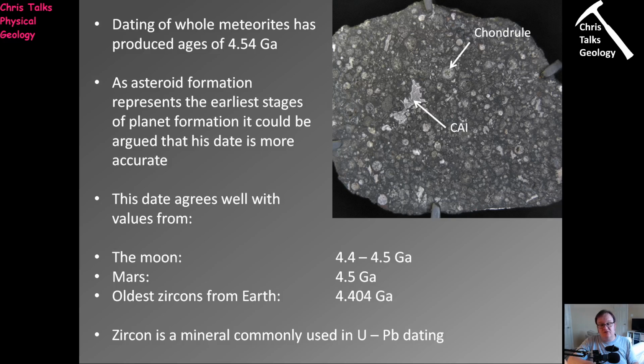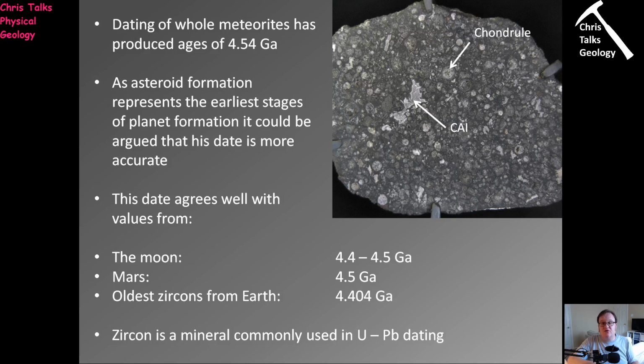We can also look at the rocks from Mars. So we do have some meteorites from Mars. So they're produced when big asteroids crash into the surface of Mars, and it throws up pieces of rock that actually leave the surface, go through the Martian atmosphere, and go into space. And occasionally some of those pieces of rock will actually make it to Earth. And we can measure those pieces of rock and we can date them, and they give a date of 4.5 billion years. And then we have the oldest zircons from Earth.